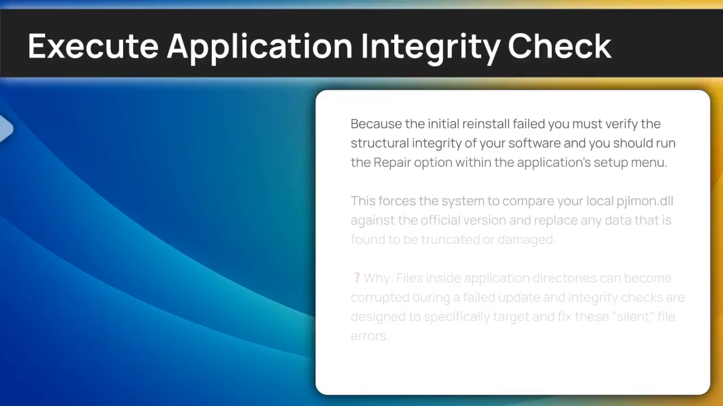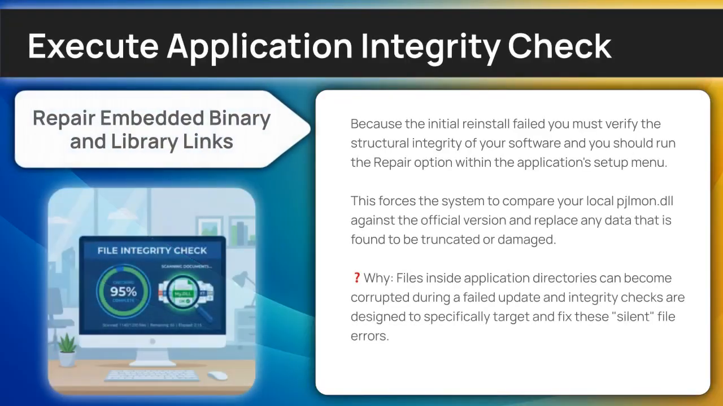If the previous steps didn't work, there's one more action we can take to stabilize the environment. Please pause the video if you need to back up your data before we proceed. Because the initial reinstall failed, you must verify the structural integrity of your software, and you should run the repair option within the Application Setup menu. This forces the system to compare your local DLL file against the official version and replace any data that is found to be truncated or damaged.